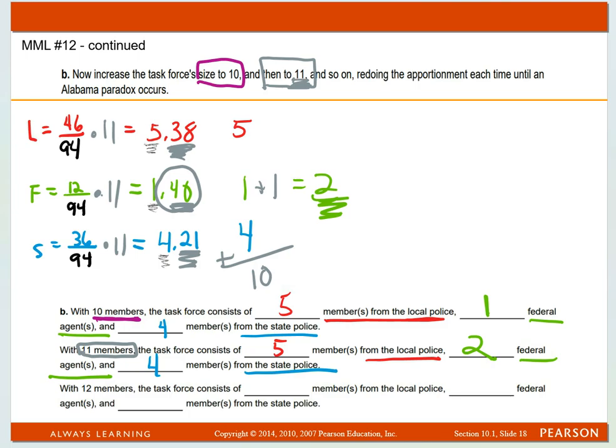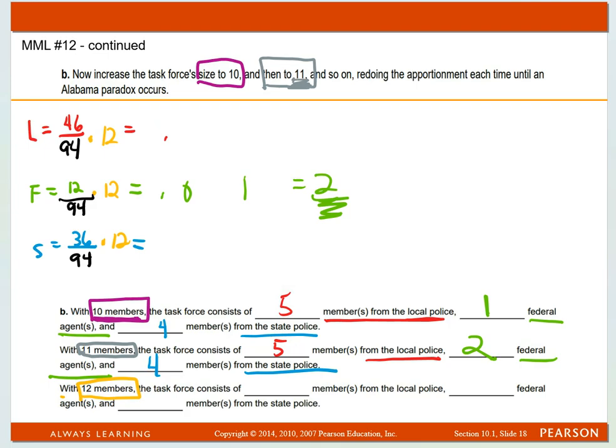Okay, and now it says and so on. Well, they've given me one more. So let me just verify. On part B, the first thing we did was 10 members. Then we did gray, which was 11 members. Now I'll go back to the yellow, and now we're going to do 12 members. So I have to take out all these 11s and put in 12s now. I'm going to multiply by 12. So times 12, times 12, times 12.